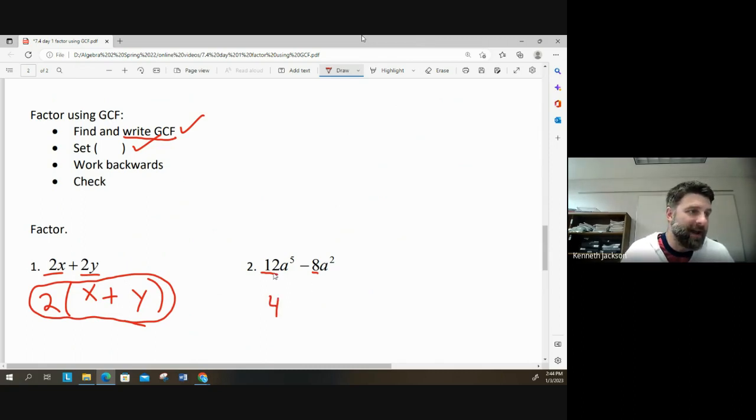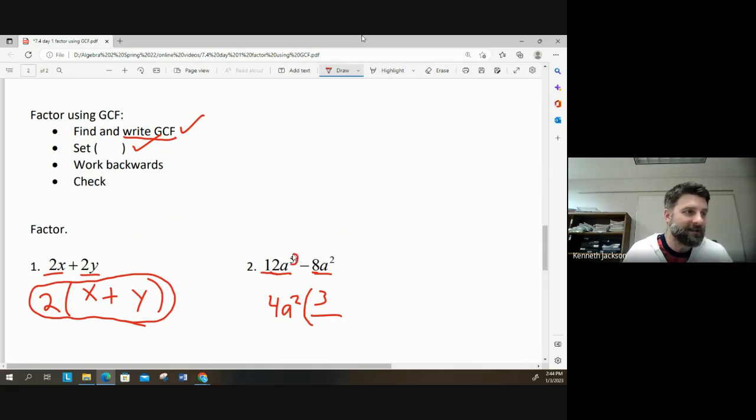They both have an a to the 5th, a squared. So they both have an a, and the GCF of the variables would be a squared. 4a squared is the GCF. Once we have the GCF, I make my first set of parentheses, and I have to ask myself, what times 4 would give me 12? Would that be 3? 3 times 4 is 12.